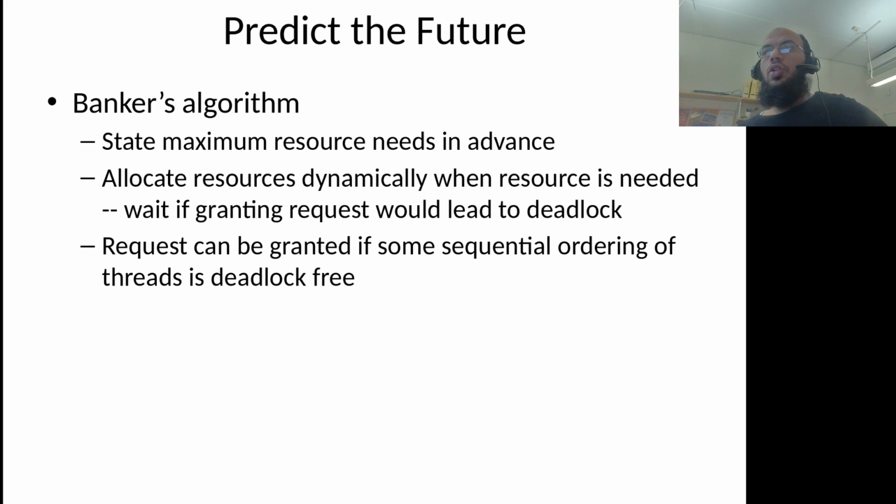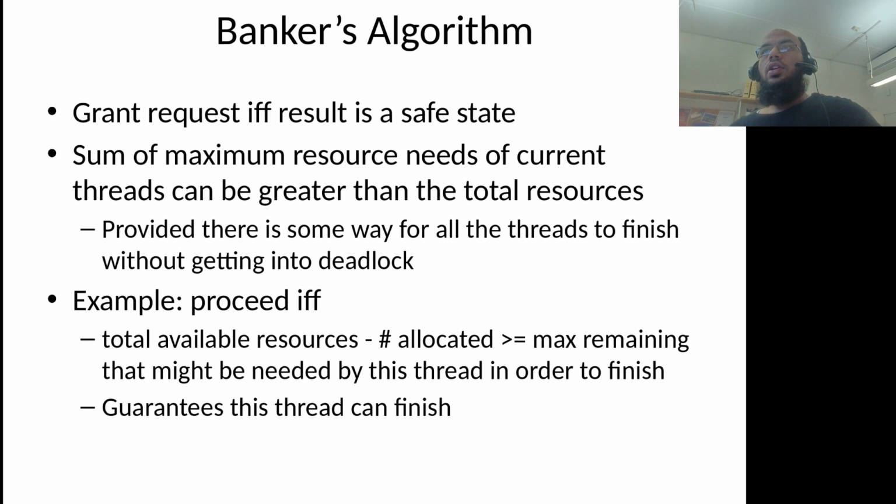Requests can be granted if you have a way out of a deadlock, basically. You grant requests if and only if they result in a safe state, and the sum of the maximum resources needed by current threads can be greater than the total resources. So you can proceed even with more resources being allocated in theory to threads than are available, but you still have a way to finish, maybe by blocking some operations.